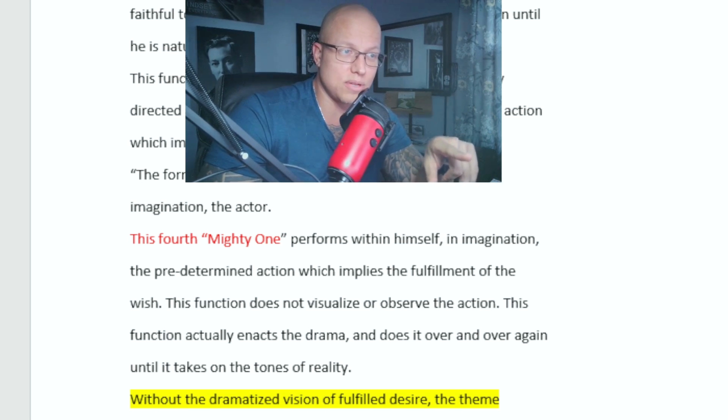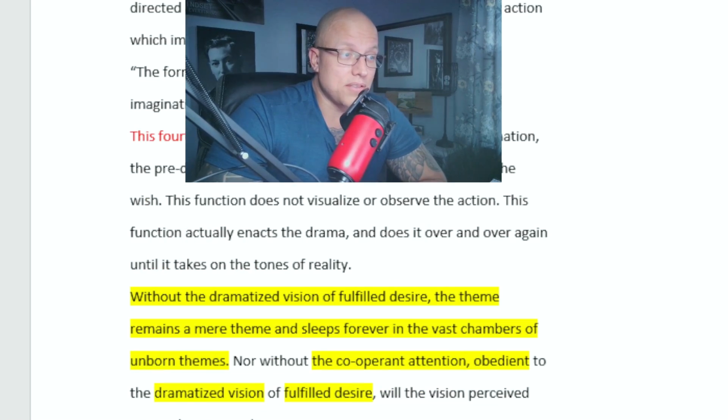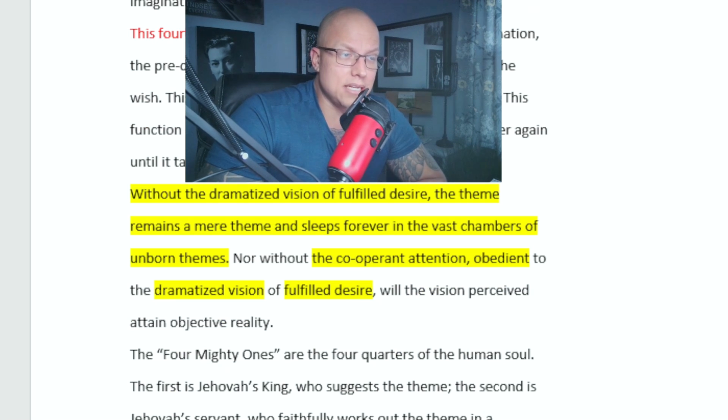This function does not visualize or observe the action. This function actually enacts the drama and does it over and over again until it takes on the tones of reality. Without the dramatized vision of the fulfilled desire, the theme remains a mere theme and sleeps forever in the vast chambers of unborn themes. So if you're not thinking from it and you're thinking of it, then it sleeps forever in the vast chambers of unborn themes. Nor without the cooperant attention, we come back to attention again. You've got to have the muscle of the mind to rehearse your actor as the director, over and over, obedient to the dramatized vision of fulfilled desire. Will the vision perceived attain objective reality?